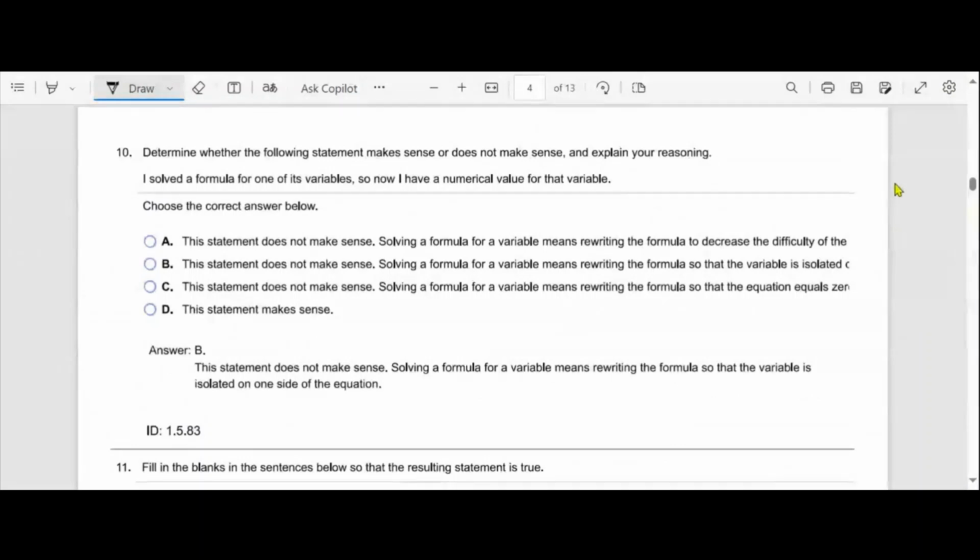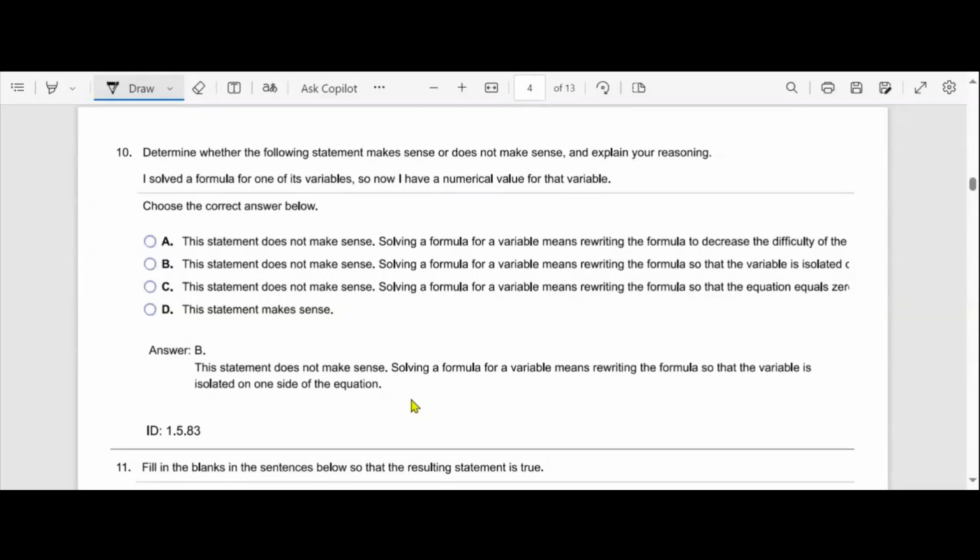Number 10. Determine whether the following statement makes sense or does not make sense, and explain your reasoning. I solved a formula for one of its variables, so now I have a numerical value for that variable. Choose the correct answer below. A. This statement does not make sense. Solving a formula for a variable means rewriting the formula to decrease the difficulty. B. The statement does not make sense. Solving a formula for a variable means rewriting the formula so that the variable is isolated. C. The statement does not make sense. Solving a formula for a variable means rewriting the formula so the equation equals 0. D. The statement makes sense.